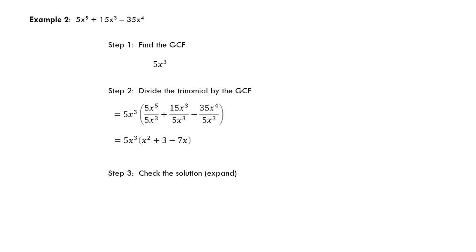Once again, we can check this by simply expanding it out again. And when we do that, 5x cubed times x squared gives us 5x to the 5th. 5x cubed times 3 gives us 15x to the 3rd, or 15x cubed. 5x cubed times negative 7x gives us negative 35x to the fourth. So the fact that we arrive at the original polynomial shows us that we have done this correctly.